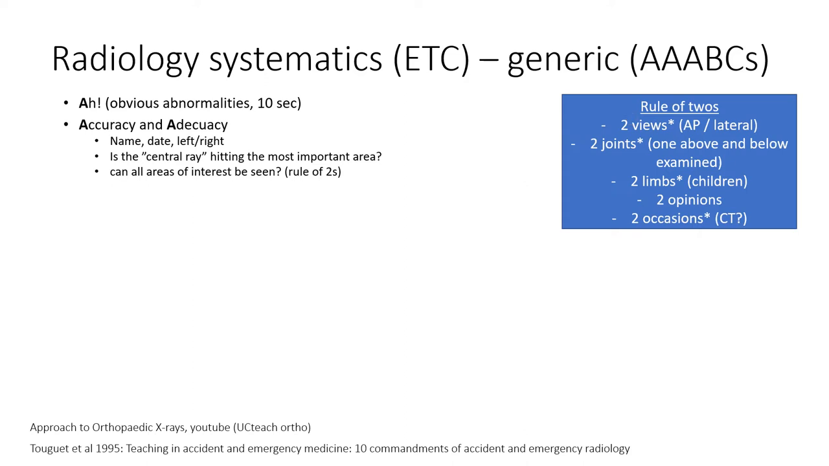Can we see one joint above and one joint below? Do we have two limbs? That's especially in children, where it's hard to know whether this is normal or this is pathological. And then you often take a picture of the other limb to see what is normal for this patient.